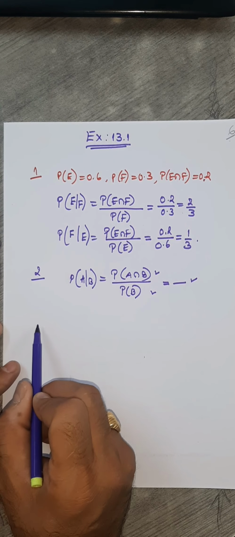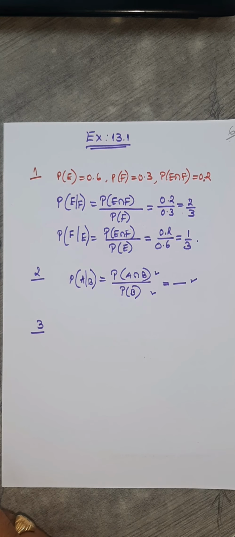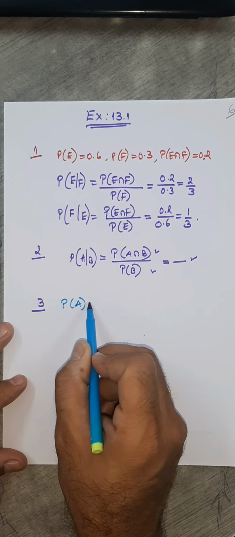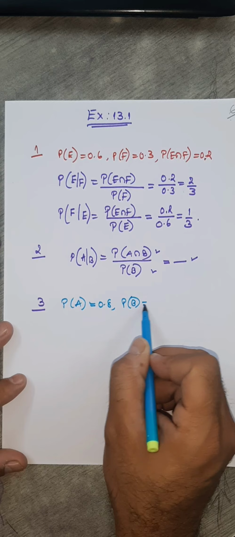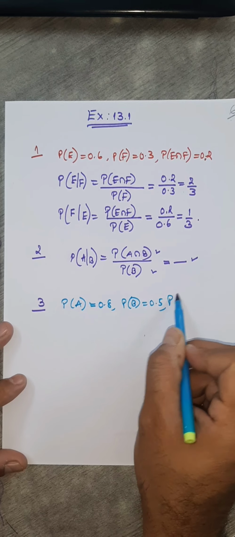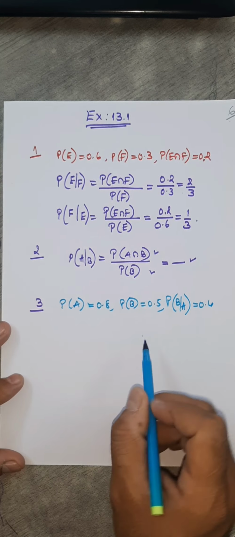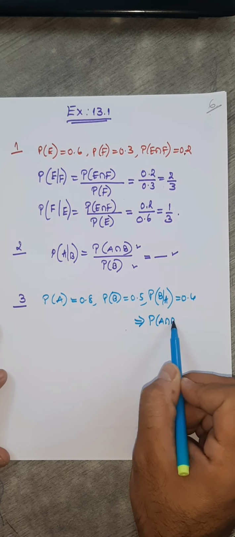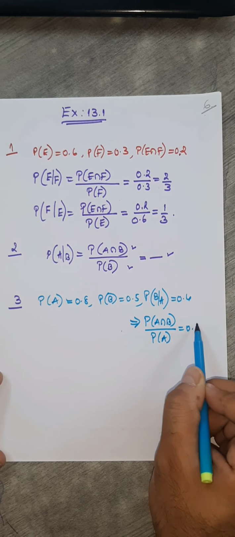Question number 3, the third question. You are given P of A, which is 0.8, P of B, which is 0.5, and P of B given the event A, which is 0.4. So if you use the formula here, P of A intersection B upon P of A equals 0.4.